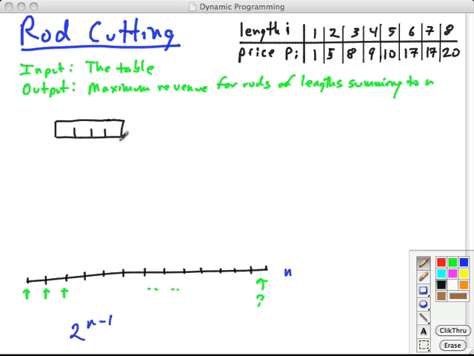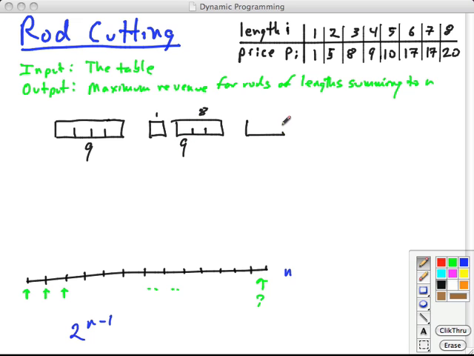Here's a rod of length 4. If we don't cut it at all, we look up in the table. This is going to give us a value of 9. Then we can choose to cut it into a piece of 1 and a piece of 3. So we look up 1, we get 1, and for 3, we get 8. 1 and 8 also gives us a value of 9.